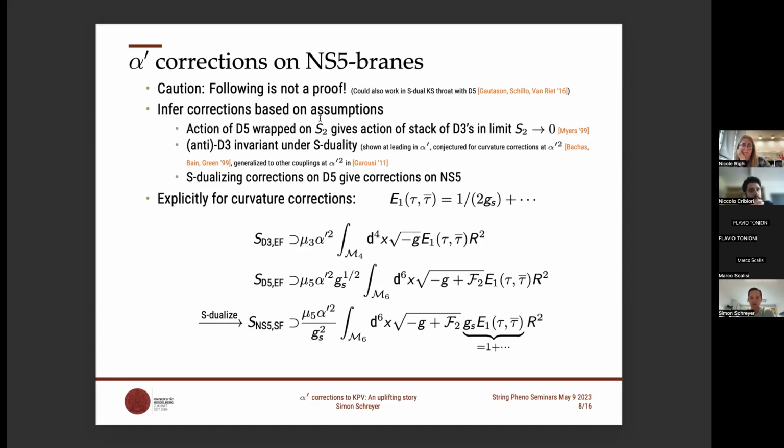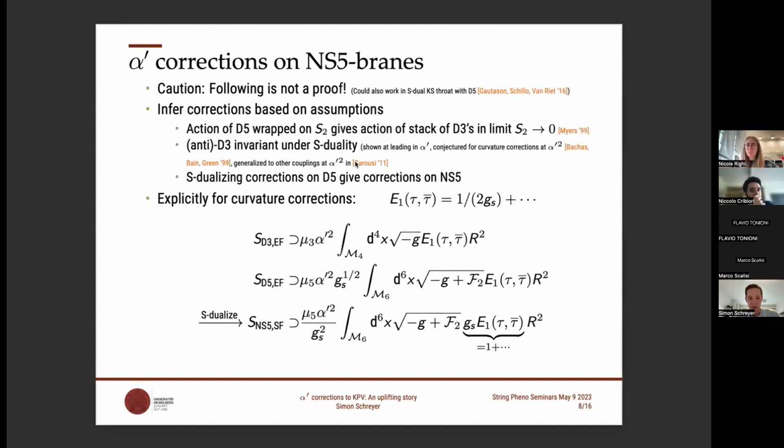And then we assume that the action of the anti-D3 branes should be invariant under S-duality. This is shown at leading order in alpha prime and conjectured for curvature corrections by Bachas-Green, and also generalized to other couplings, including fluxes, by Garousi. And then, assuming these two things, we just S-dualize the corrections on the D5 brane, and they should yield the corrections on the NS5 brane.